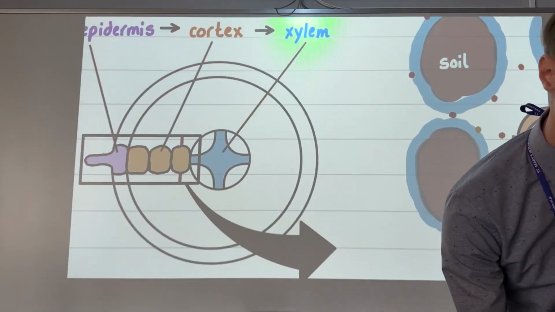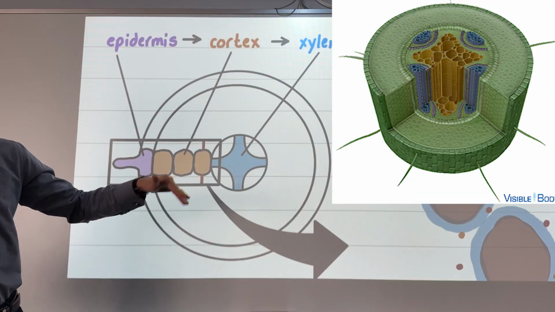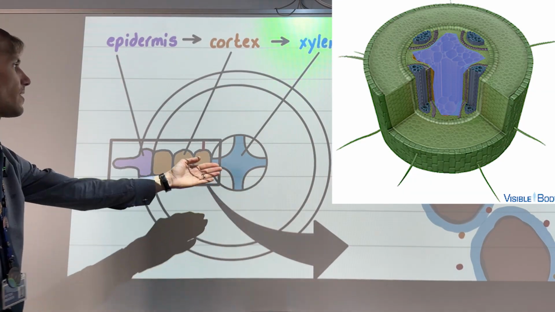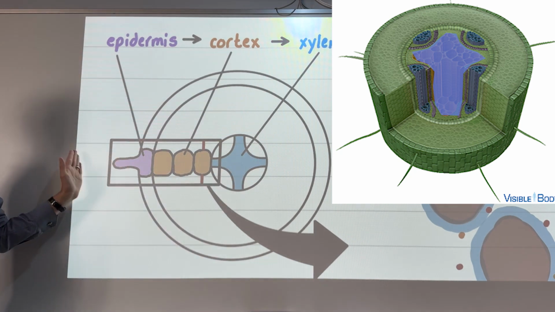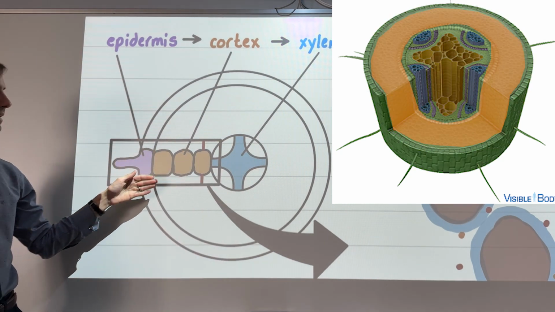So if we recall, here's a cross section of a root of a dicot. And then right in the center here in this cross we have xylem. And then from the inside out, remember the outermost layer would be the epidermis, and then you have the cortex, and that will lead into here.